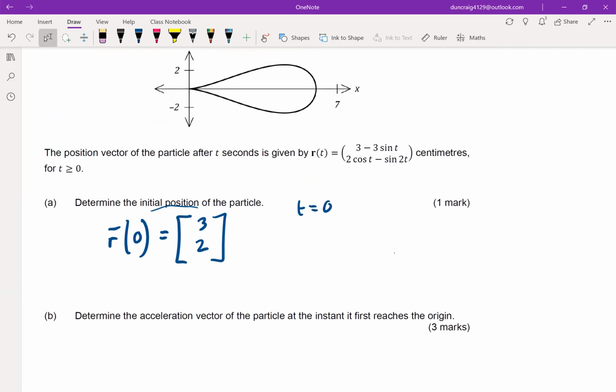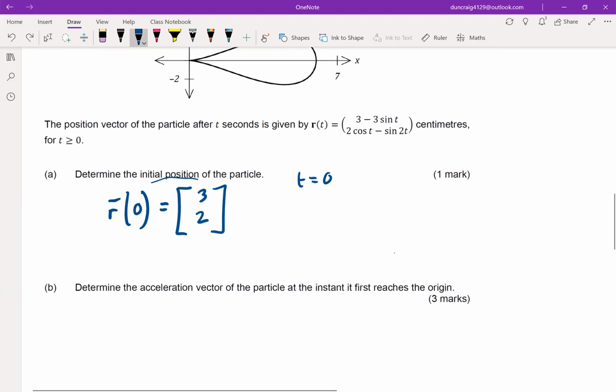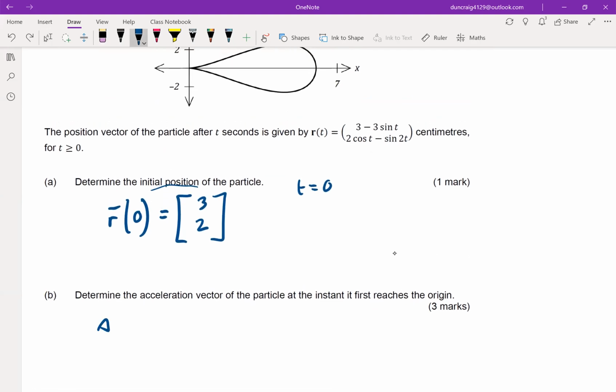So let's have a look here. I'm assuming it's going one way or the other, so it's going to go all the way around. When it first reaches the origin, it appears that both the horizontal and the vertical components are going to be equal to 0. So at the origin, either the horizontal component is 0 or the vertical component is 0. However, just looking at it, the horizontal component equaling 0 is going to be much easier to work with. So x is going to equal 0.